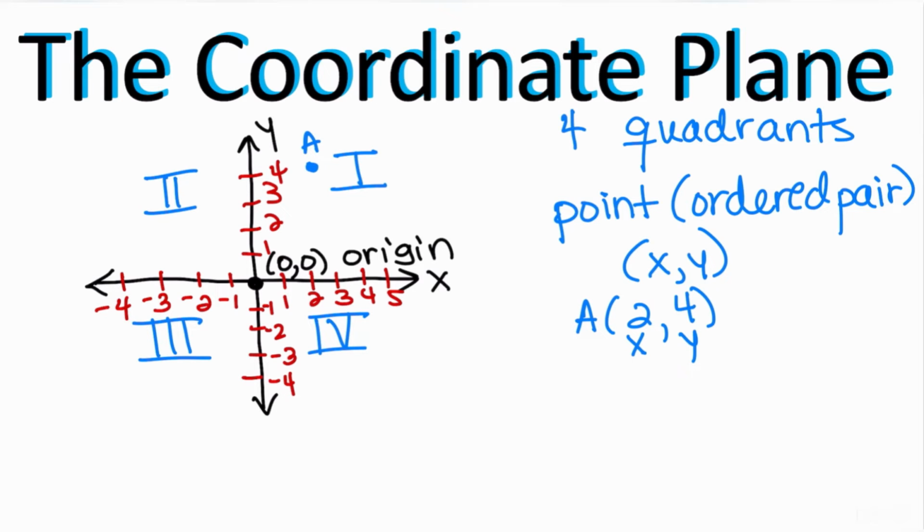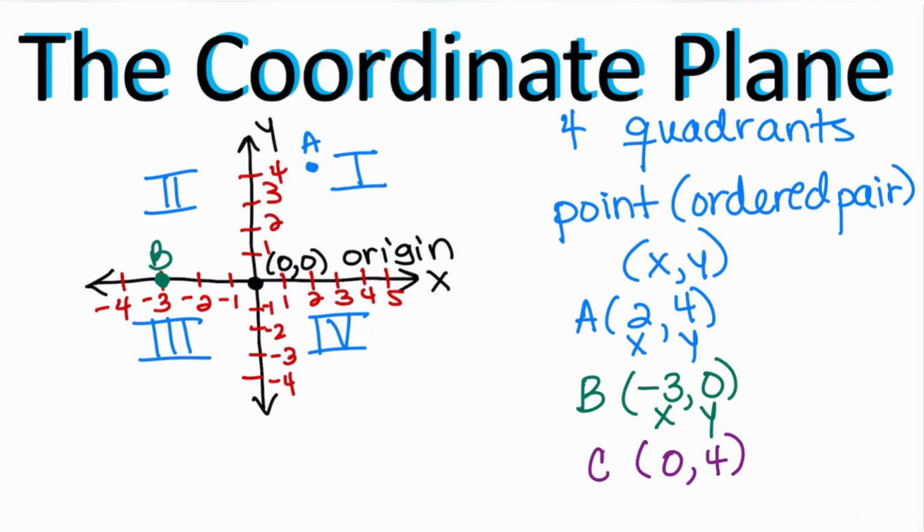Let's try another point. Let's say we want to graph point B, and point B is the point (-3, 0). Again, every point is an ordered pair, x comma y, which means on the x-axis, I locate negative 3, and for (-3, 0), I just stay exactly right there. So this is point B. Let's do one more. Let's do point C, and let's have point C be the point (0, 4). So notice this time, the 0 is on the x-axis, the 4 is on the y-axis. So start with 0 on the x-axis and then go up to 4. So that is point C.